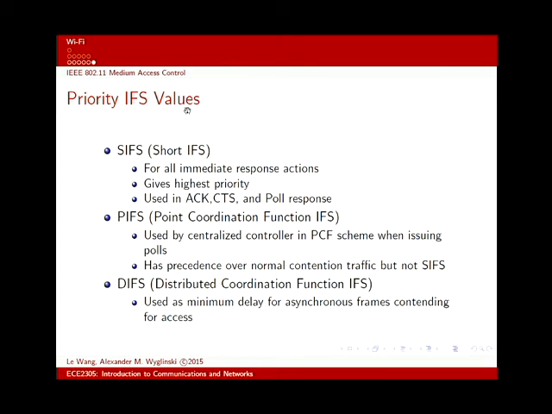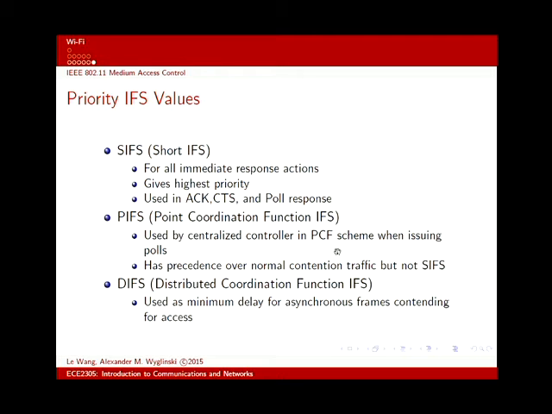Then there are these things called IFSs. There's short IFS, point coordination function IFS, and distributed coordination function IFS. What we're doing is classifying different types of actions or messages in this network. The short IFSs require immediate responses. This is the highest priority. They're very short, and they're used for things like the ACKs, the CTSs, and the poll responses.